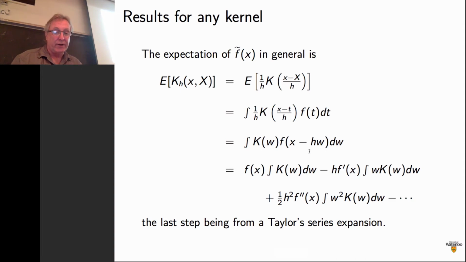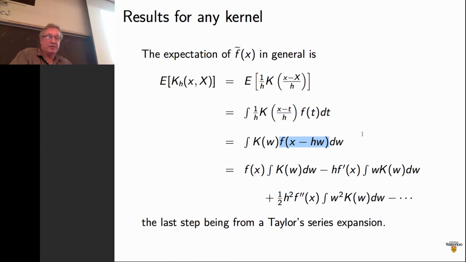I can do a change of variables here from t to w. So t equals x minus hw, this change of variable. So now I'm looking at k as a function of some variable w, right? And when I look at this piece here, I think, well, that would be nice if the w's weren't so mixed up in with the x's. So what I could do is just do a Taylor series expansion.